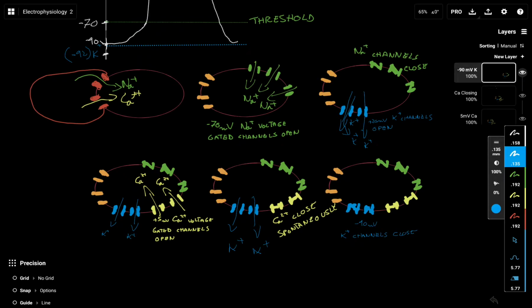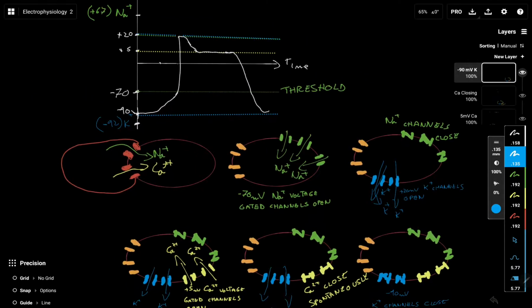Because I'm still going to keep getting a trickling in of sodium and calcium, and that is going to bring my action potential up very slowly until I reach minus 70. At minus 70, my sodium channels open up and start pouring in and give this very rapid depolarization, and so on and so forth, and it will carry on this way.